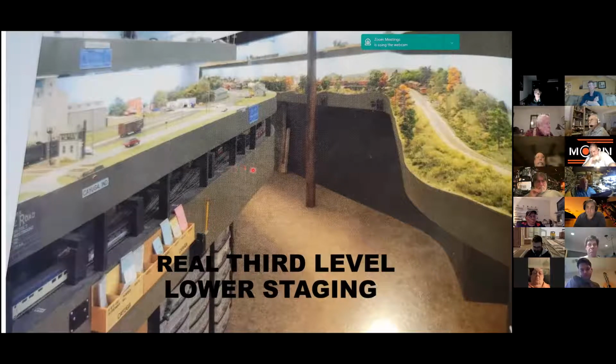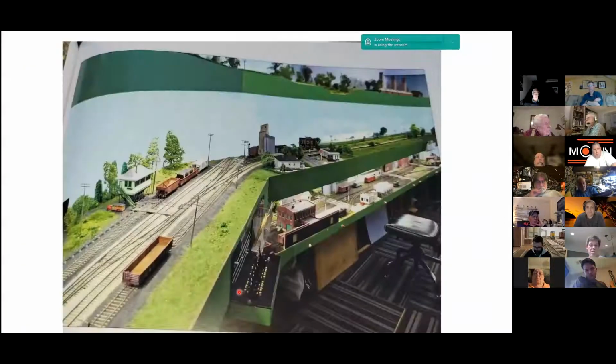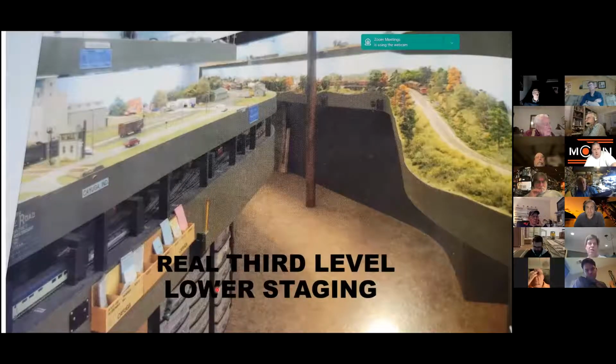This is back on Tony Coster's layout. And so we can tell you exactly where that is, because this is the lower staging. That is this piece right here, but viewed actually at this level. What you're seeing is this level is the main deck, and this is the 3rd deck.